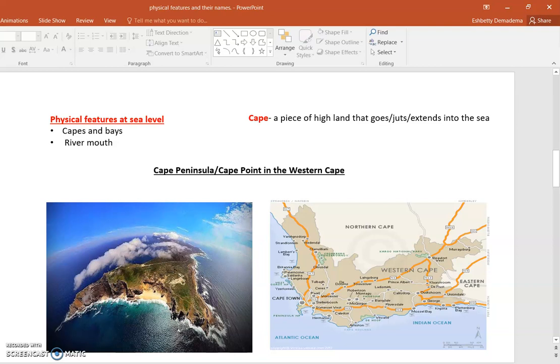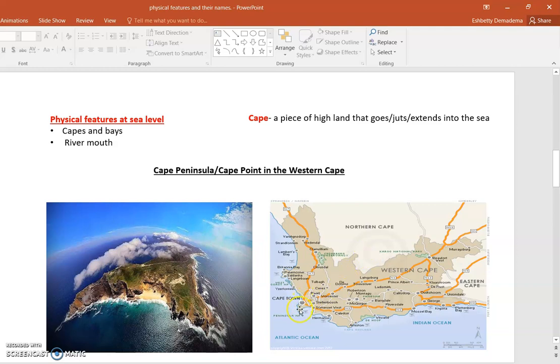Cape, like I said last time, is a piece of land that goes or juts or extends into the sea. The Cape Peninsula, for example, or the Cape Point in Western Cape is a good example. This is an aerial view of what the Cape Peninsula or the Cape Point looks like. And when we come to the map here, everybody just talks about the Cape Point, and we don't know what exactly or where exactly it is.